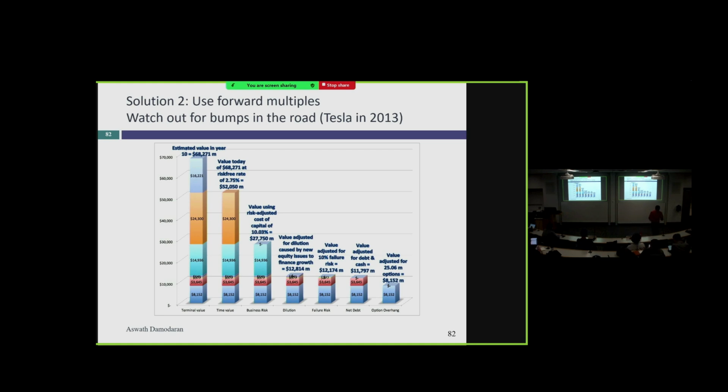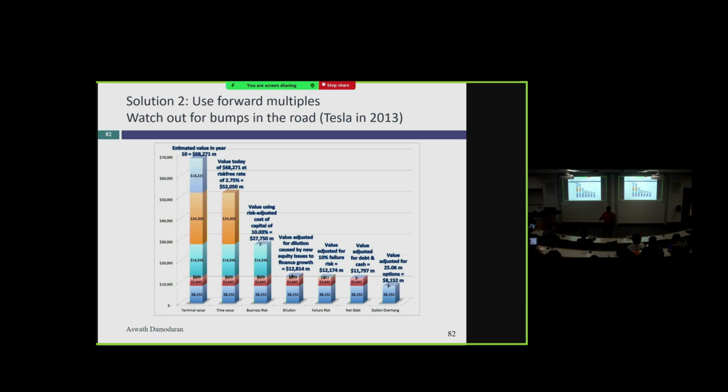When you use a forward multiple, rather than look at enterprise value as a multiple of revenues today, you take enterprise value as a multiple of revenues 5 years from now, 10 years from now. But you've got to be careful. I know a lot of analysts use forward multiples, but there's many a slip between the cup and the lip.